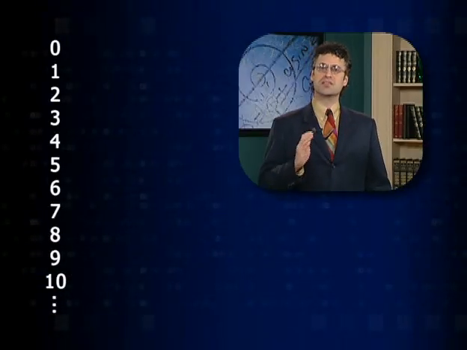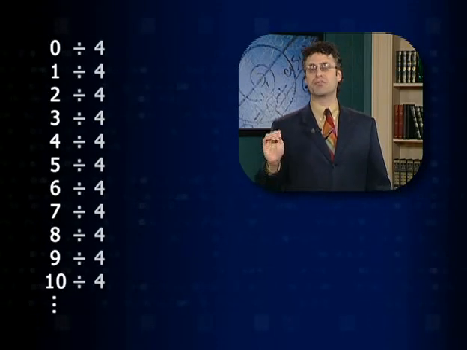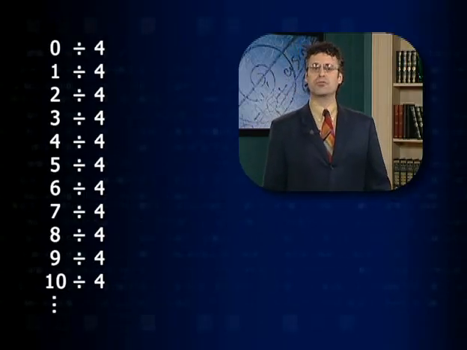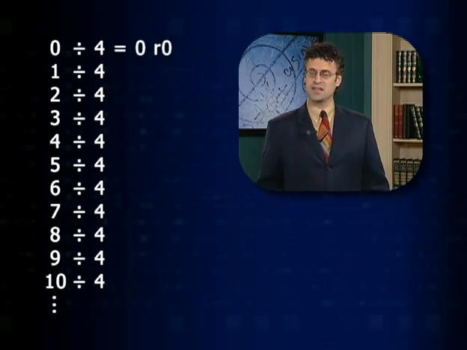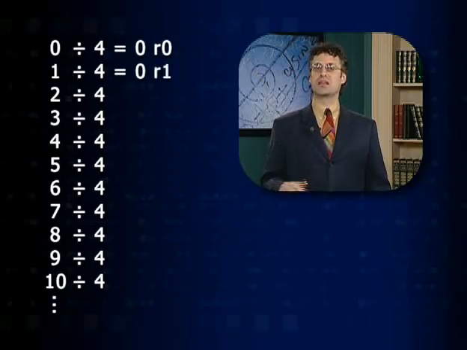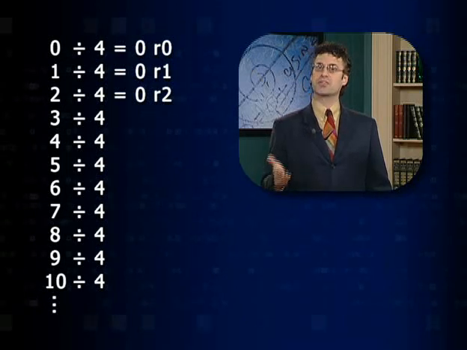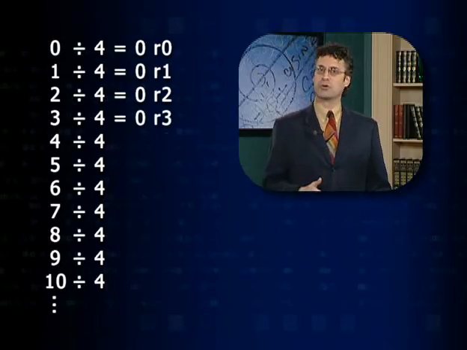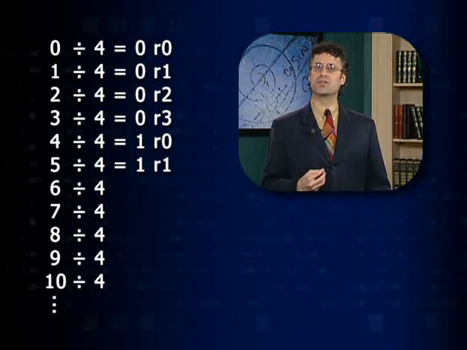As an illustration, let's consider just the remainders when the numbers 0, 1, 2, 3, 4, 5, 6, 7, 8, 9, 10, and so forth are divided by 4. So let's take a look at the entire list of natural numbers, including 0 now, and divide by 4, and just look at the remainders. If we take 0 and divide it by 4, we get a remainder of 0. If we take 1 and divide it by 4, we get 0 with a remainder of 1. If we take 2 and divide it by 4, we get 0 with a remainder of 2. If we take 3 and divide it by 4, we see 0 with a remainder of 3. If we take 4 and divide it by 4, we get 1 with a remainder of 0. And if we take 5 and divide it by 4, we get 1 with the remainder of 1.